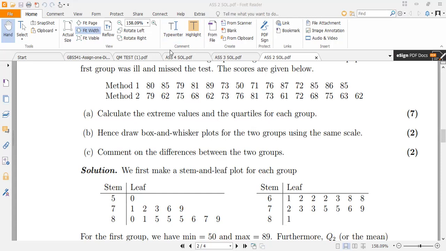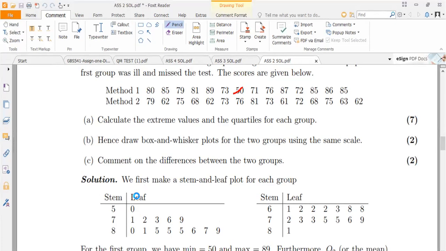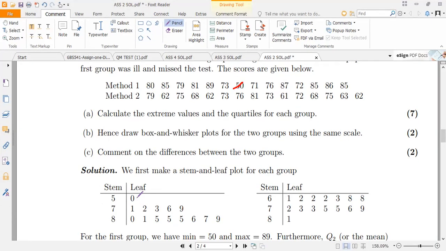So now we want to arrange them in order. So for method 1, what's the smallest number? 50. So we'll put 50, which is that one here. There are no 50s anymore. Then when we go to 60s, there are no 60s. We now go to 70s. The smallest number is 71. So there's already a 7 there. We'll put 1. So 71. And the next number is 72, which is this one here. 73, which is this one here. 76, which is this one here. And 79. So we're done with the 70s.